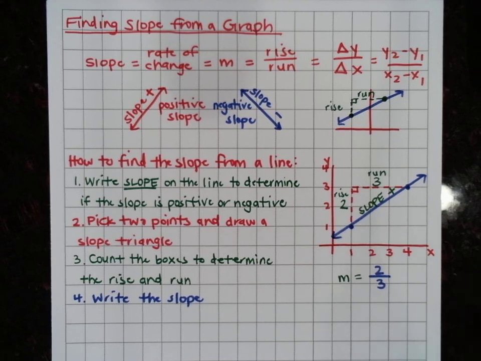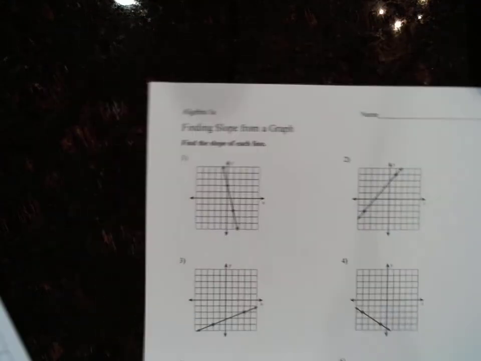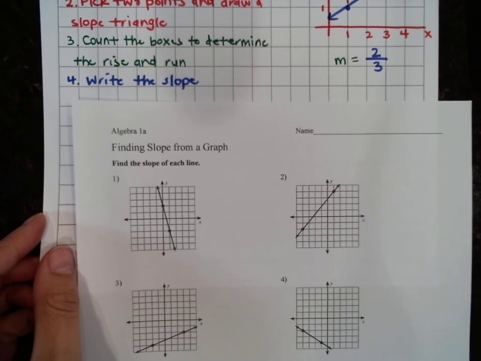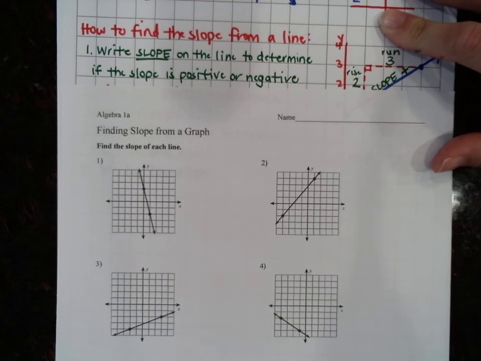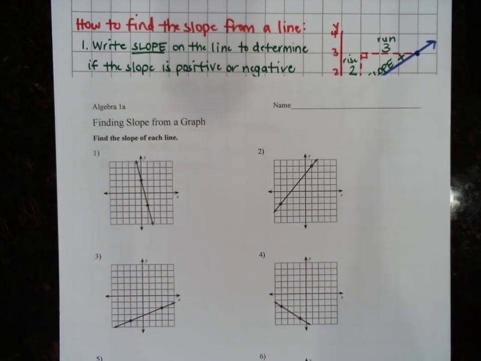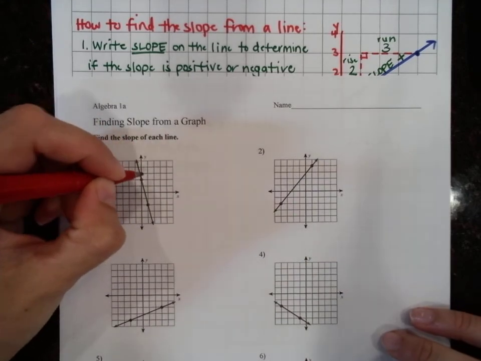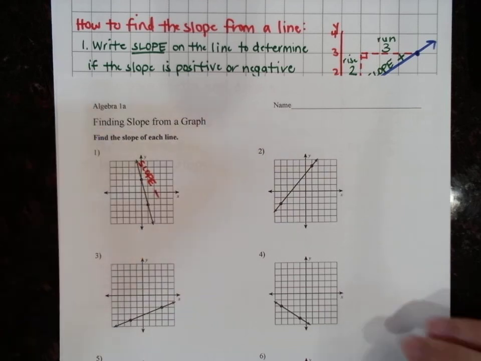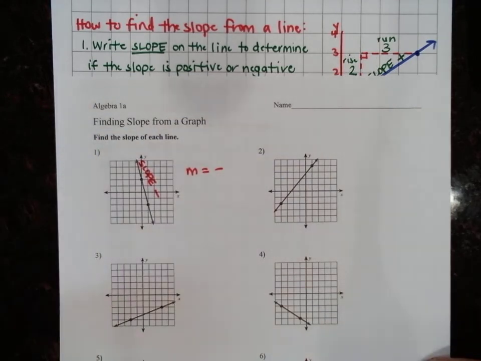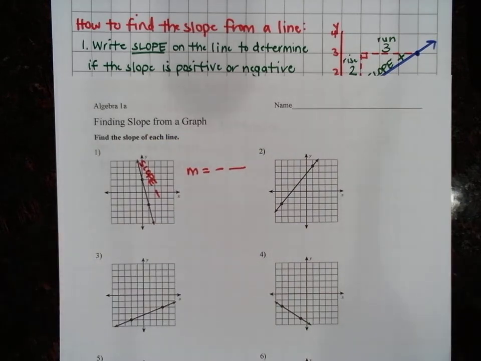Okay, let's look at your finding slope from a graph assignment. So keep your notes handy because you can use them. So our first step is we need to write slope on the line to determine if the graph is positive or negative. So write it on the top of your line, and when we write slope, it's going down. So we know that m is a negative, and then we need to figure out our rise and our run. So we need to draw a slope triangle.